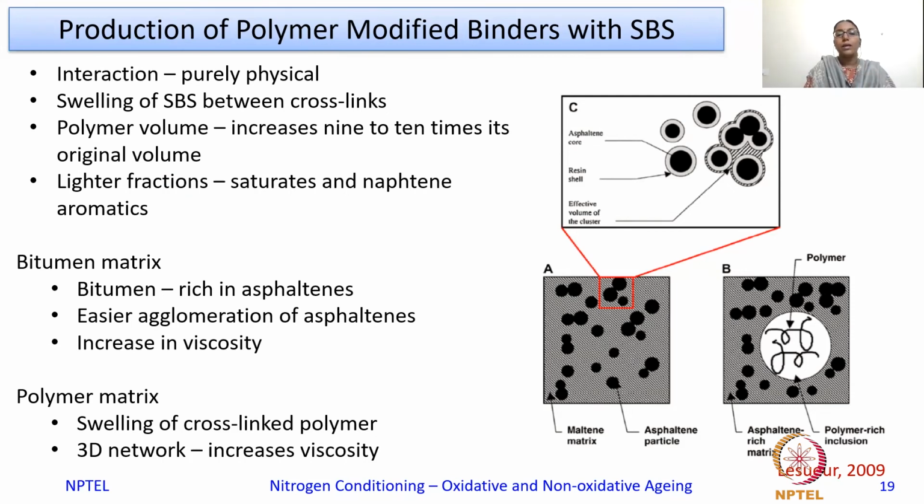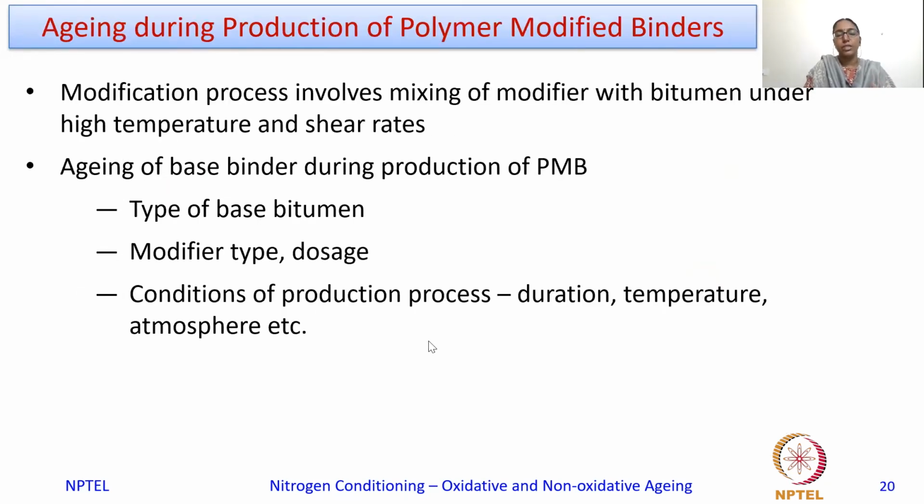When you produce a polymer modified binder, normally the modifier is added to the bitumen under very high temperatures and shear rates. So there is a possibility of aging during the production of the PMB itself, which will depend upon the type of base bitumen, the type of modifier and the dosage used, and of course the condition of the production process. That is, the duration for which they are mixed together, the temperature at which it is mixed, and the atmosphere that is available.